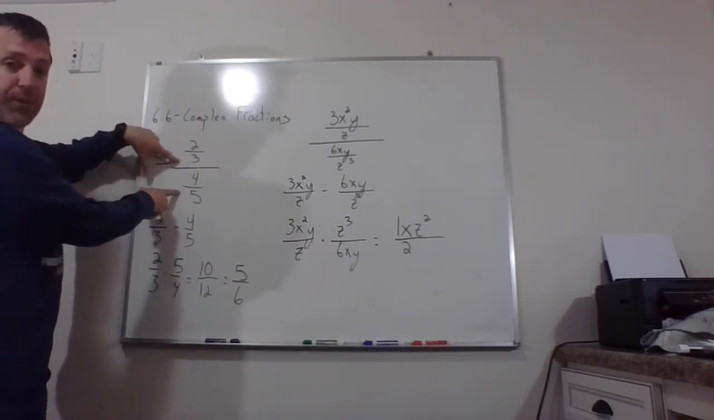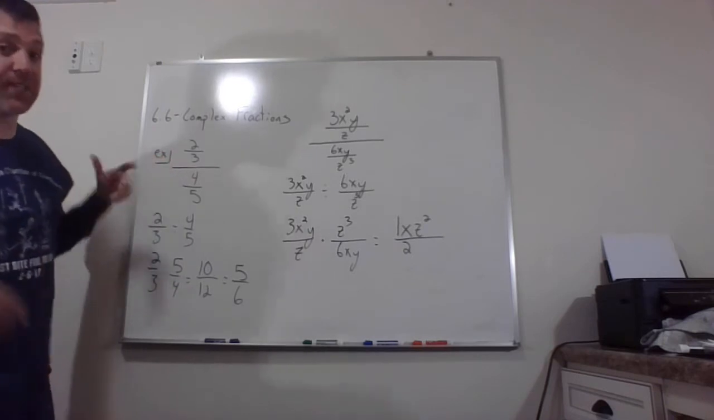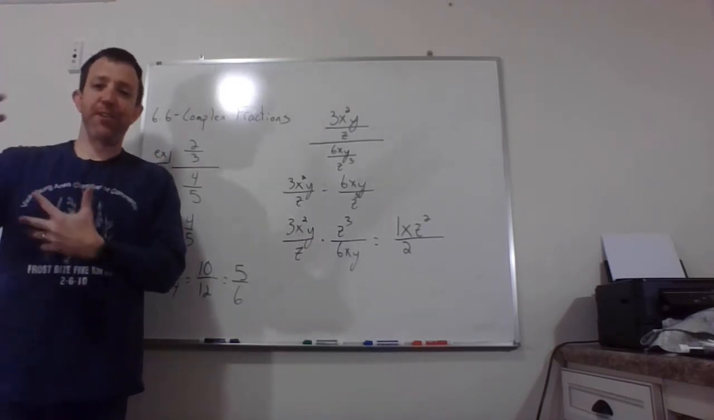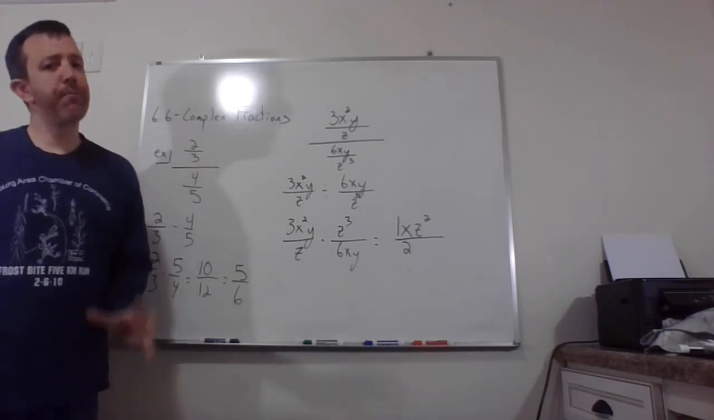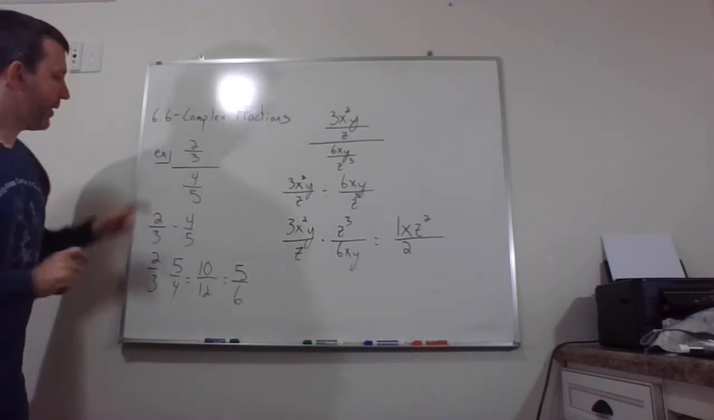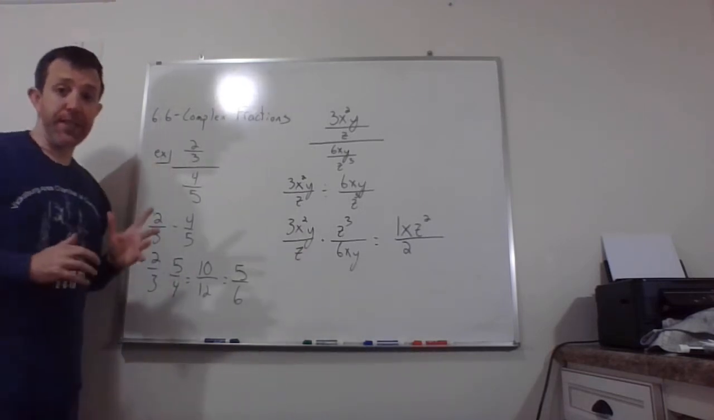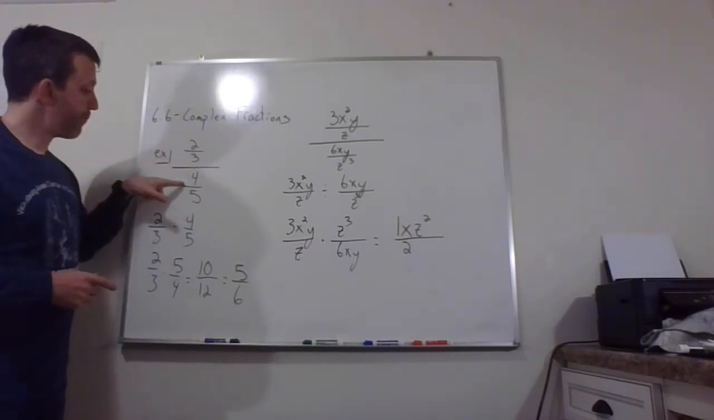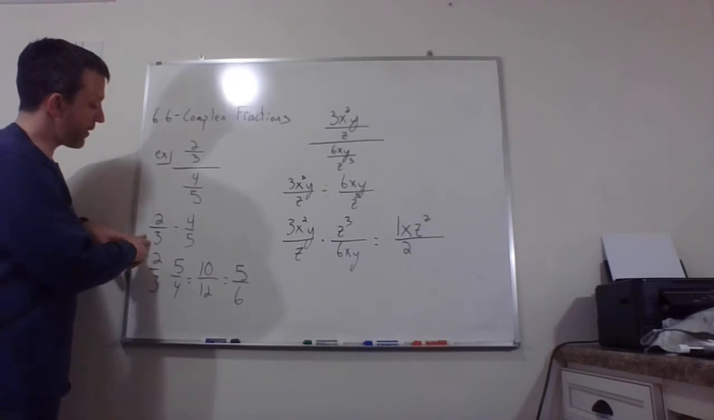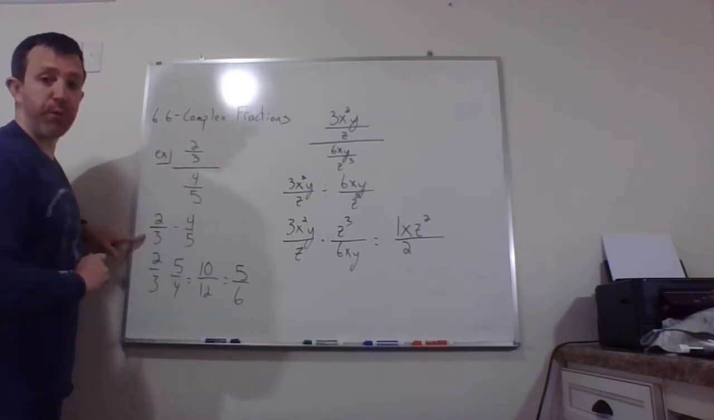So like this one, 2/3 over 4/5. Isn't that a fun fraction? You've got a fraction on the top, a fraction on the bottom. Looks a little bit scary, but it's really not that bad. Here's why. A fraction is really a division problem. And so what we have here is the same thing as having 2/3 divided by 4/5.